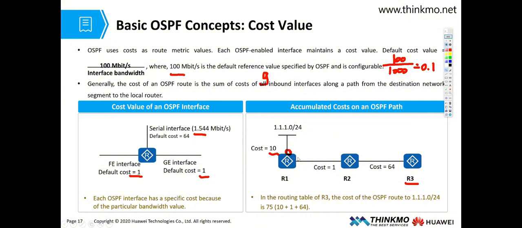Reaching R1, its cost is calculated. Then the cost from R1 to R is added. And then we add the cost from R2 to R3, which is 64. So here, the total cost is 10 plus 1 plus 64, which equals 75. In this process, this is how it calculates Y, meaning the sum of the incoming direction costs.